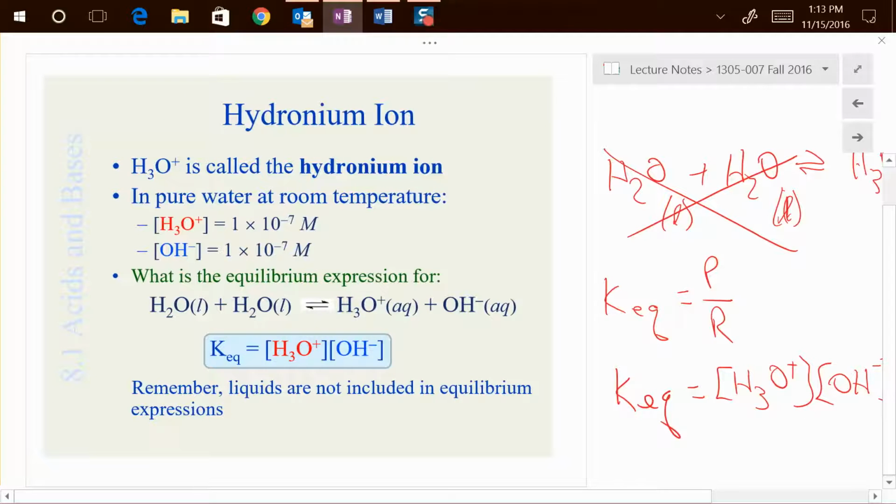So, in equilibrium, they will be in equal concentrations. Okay? I will have one that is at a concentration of 1 times 10 to the negative 7, and the other one will be in concentration of 1 times 10 to the negative 7 when it's in equilibrium. So 1 times 10 to the negative 7 times 1 times 10 to the negative 7 is going to equal 1 times 10 to the negative 14. Okay, so if I put these numbers in here and multiply them together, I get 1 times 10 to the negative 14.